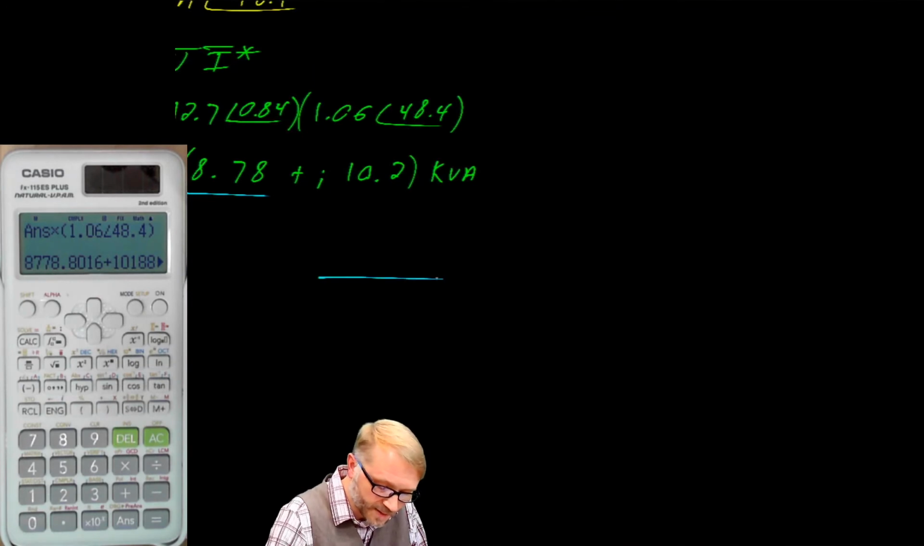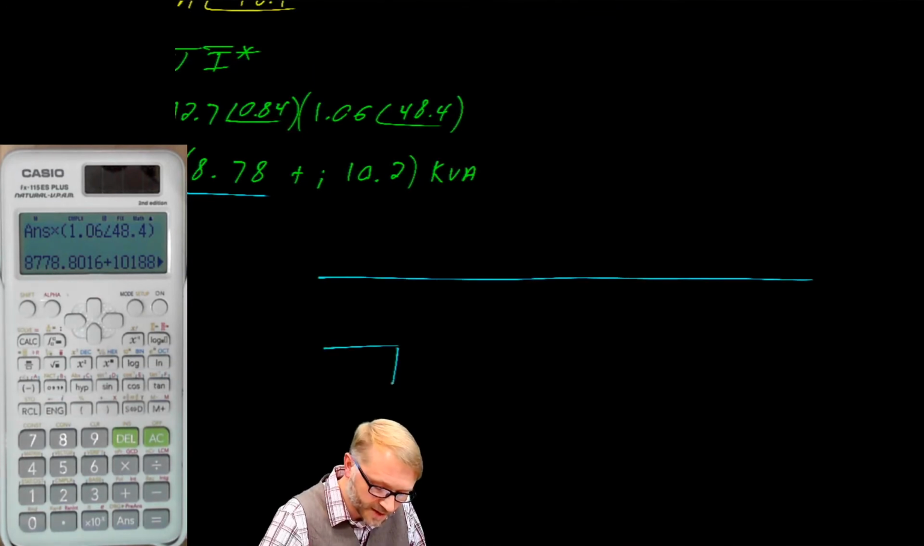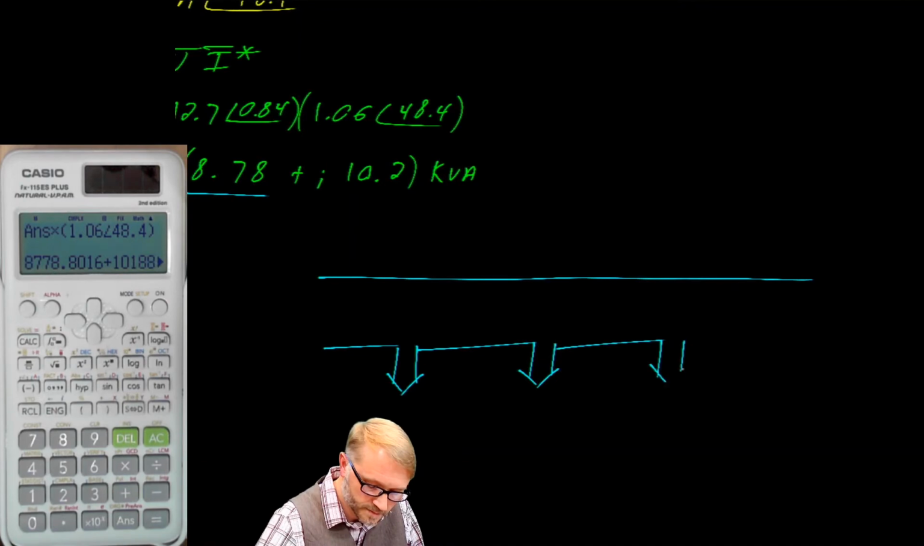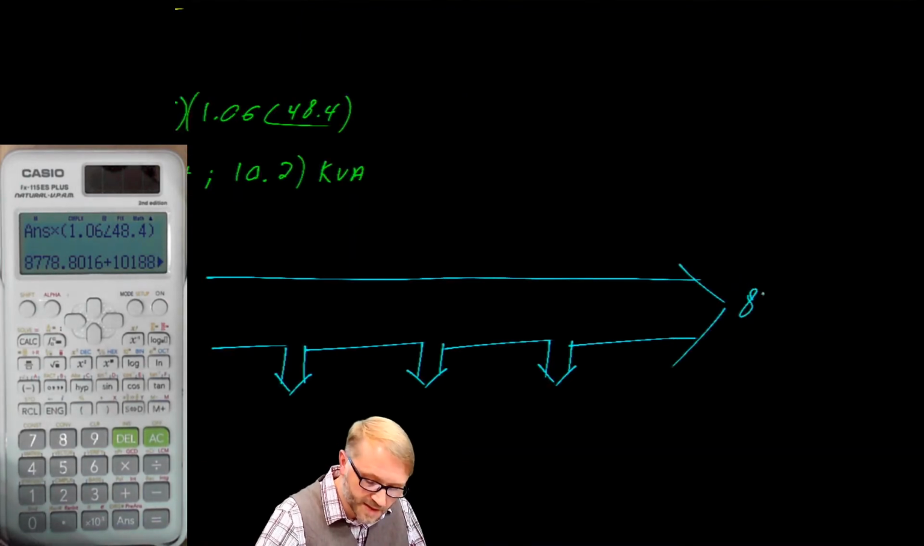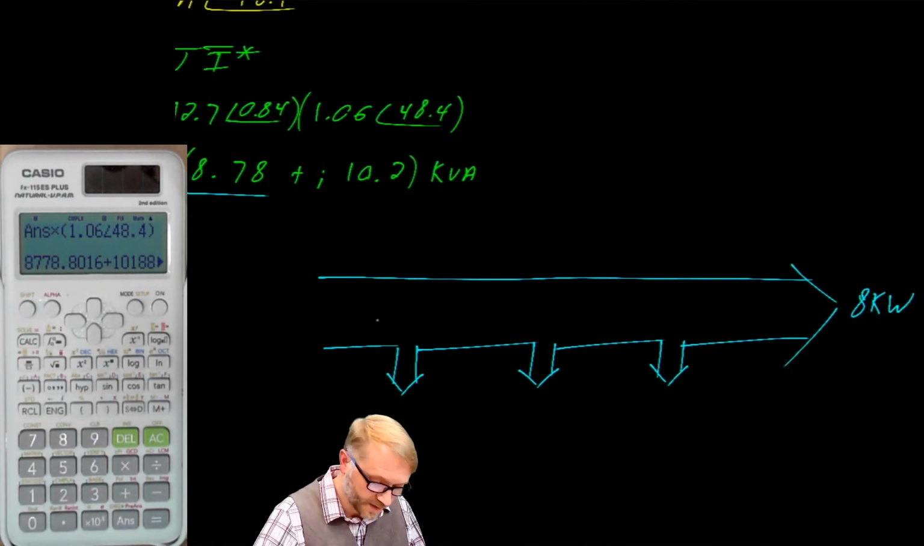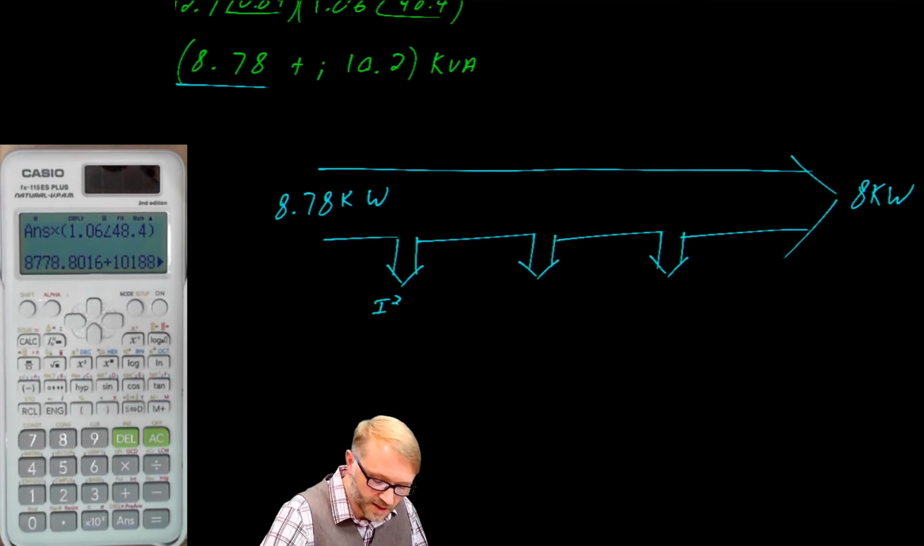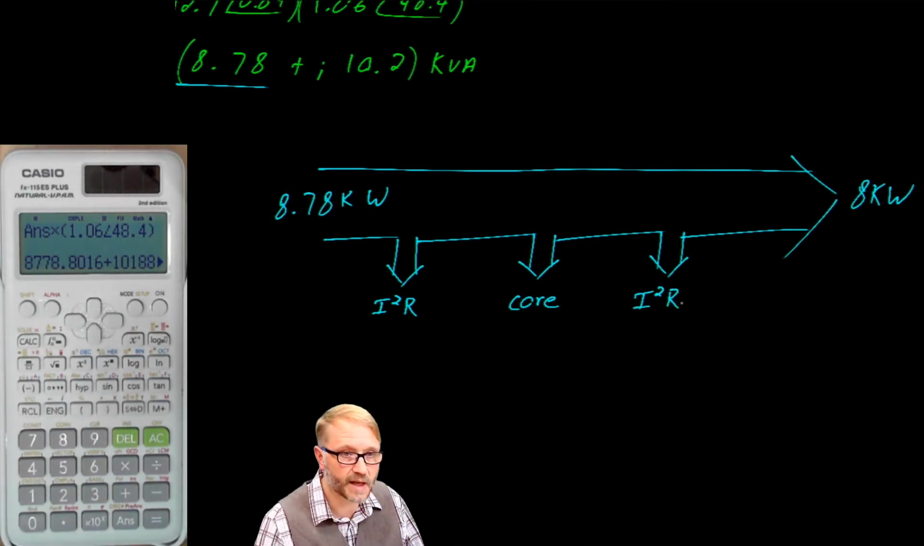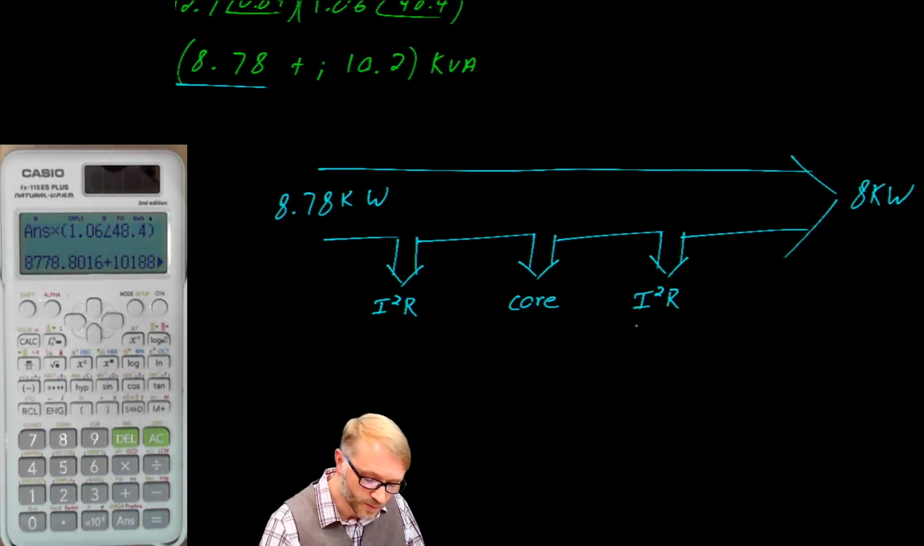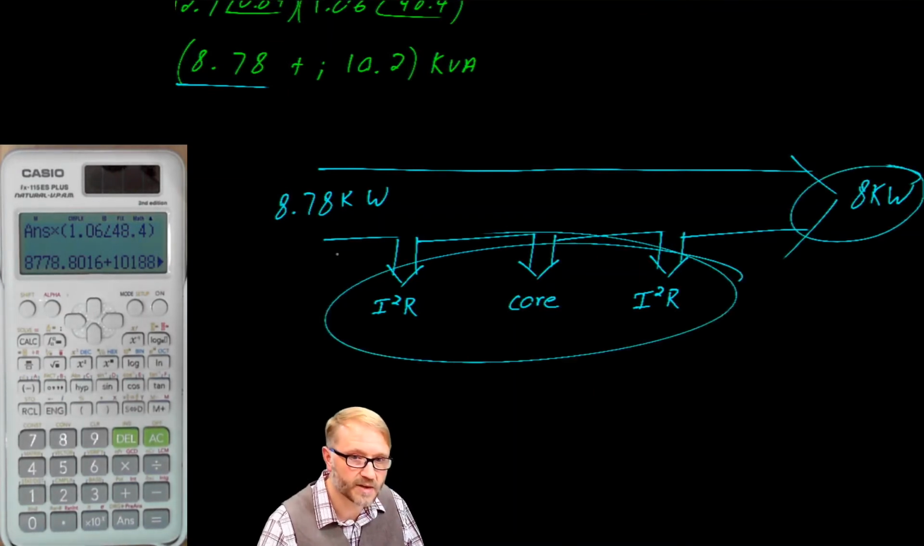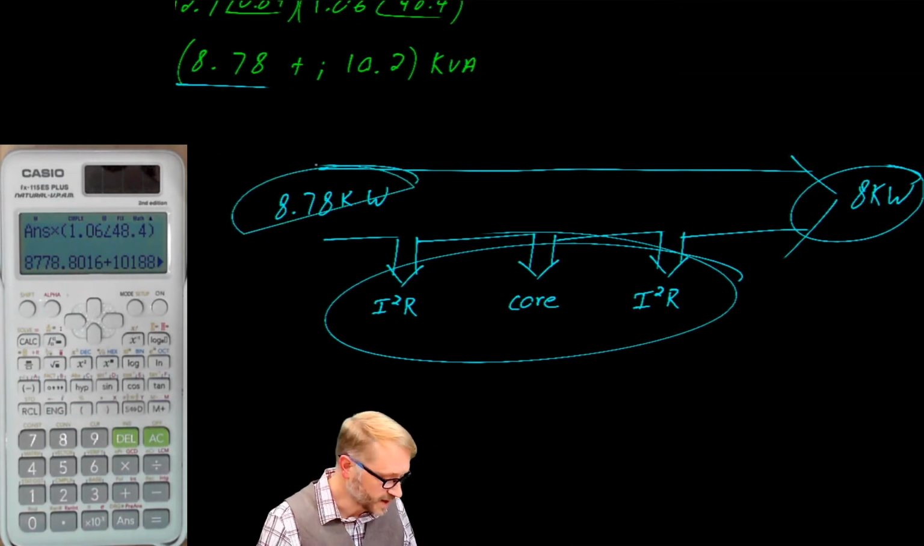If we were to make a power flow diagram, it would look something like this, with 8 kW coming out and about 8.78 kW going in. There's an I squared R loss in the primary, a core loss, and an I squared R loss in the secondary. Let's see if we can put some real numbers on that and see if the output plus the power that's lost is equal to the input.